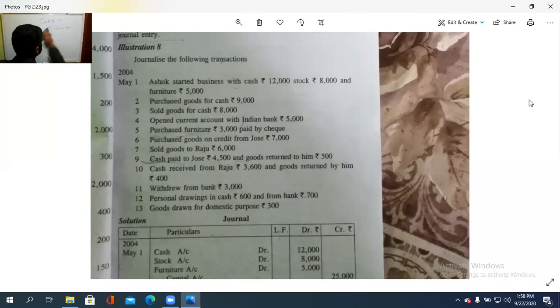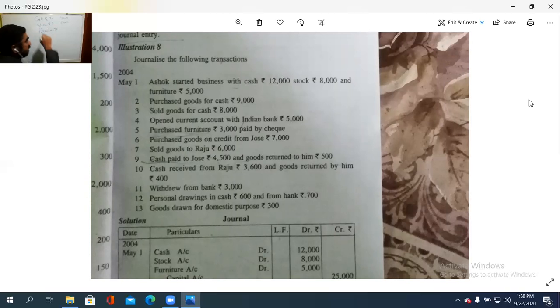So this is the case. We will pass the entries. How is it to be? First of all, Ashok started business with cash. So see, cash account debit, how much is it? 12,000. Then stock means stock itself. Goods account or stock account debit 8,000. Then furniture account debit.